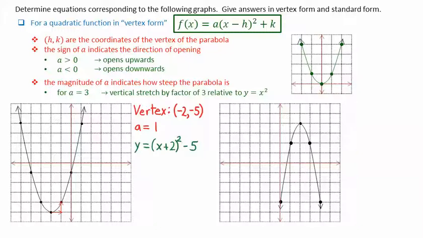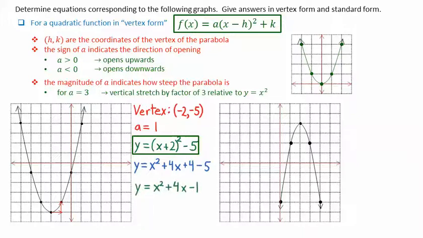To express this in standard form, we would have to expand the brackets and combine like terms. Expanding the brackets, x plus 2 all squared, we get x squared plus 4x plus 4. We then combine the plus 4 and minus 5. This results in y equals x squared plus 4x minus 1 as the equation in standard form.